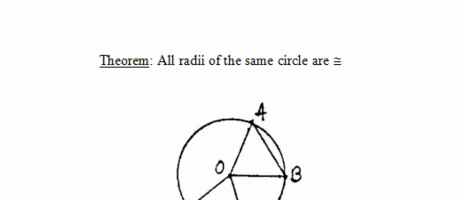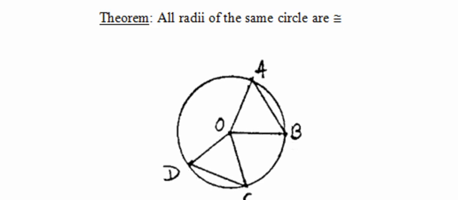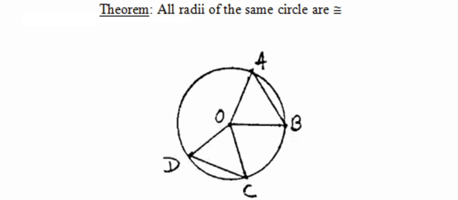The next one has to do with something that you should already know about. It just says anytime you have a circle, all of its radii are congruent. You can't have a circle where one radius is 12 and the other radius is 5. So all radii of the same circle must be congruent. So in other words, because OA, OB, OC, and OD are all radii of the circle, they all must be congruent to each other.